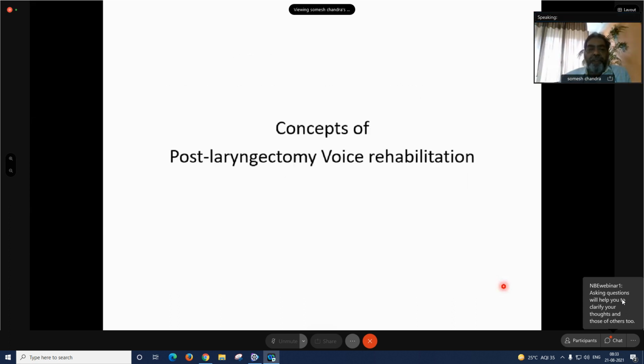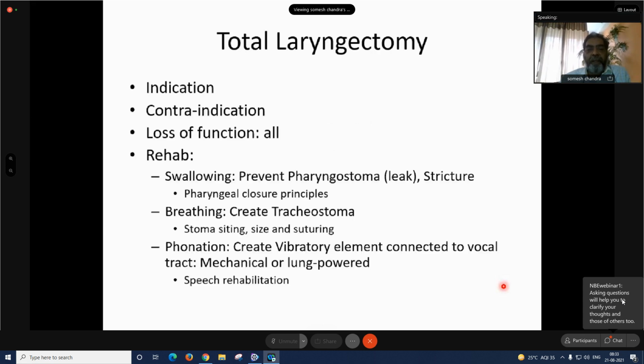What about patients who need a total laryngectomy? What can we do about them? We have seen the indications and the contraindications. All of the functions are lost. What needs to be rehabilitated is swallowing. To restore swallowing, you have to prevent a leak, that is, prevent a pharyngostoma and a stricture, and so we need to adhere to good pharyngeal closure principles.